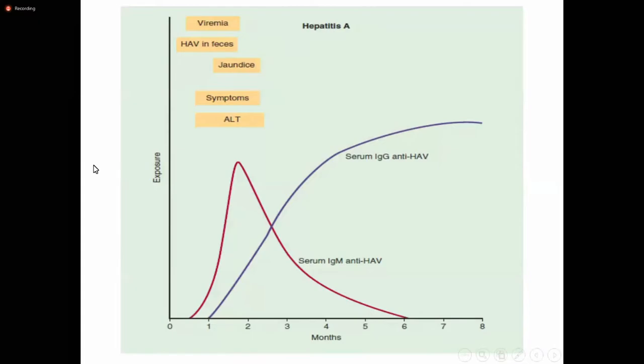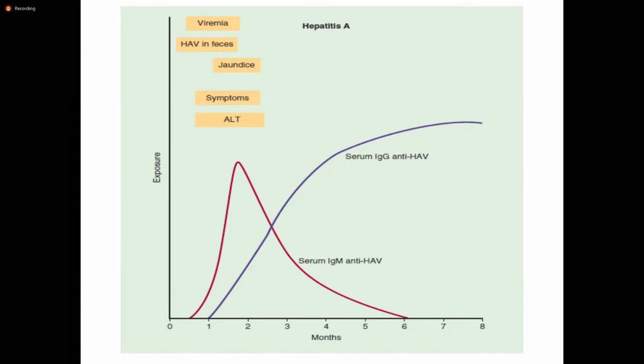You can see this curve, as you know, when there is infection. First of all, there will be IgM production, serum. After clearing the infection, other class of antibody against hepatitis A, serum IgG. Serum IgG means past infection, recovered from infection.